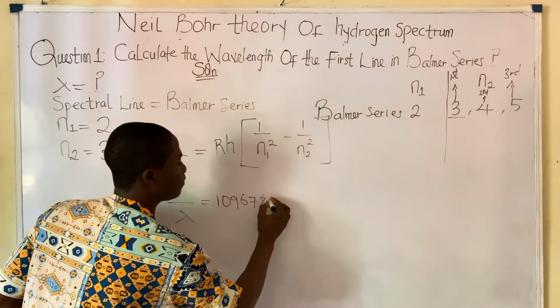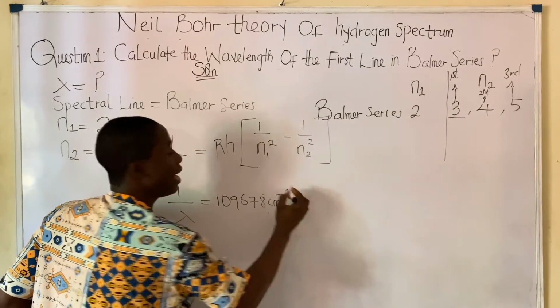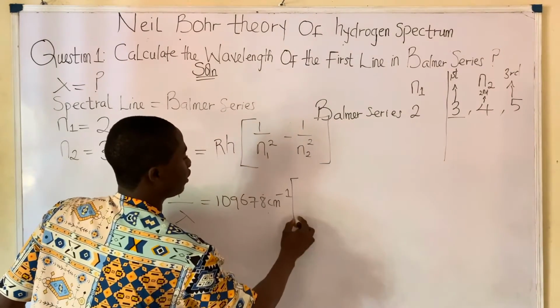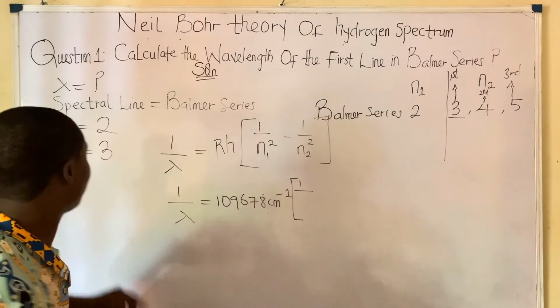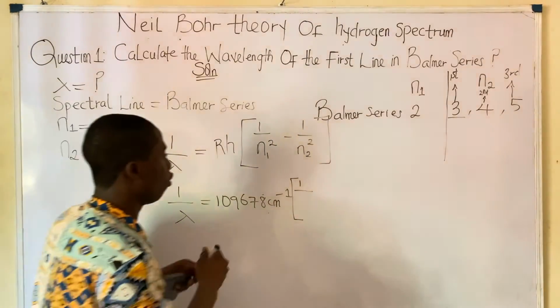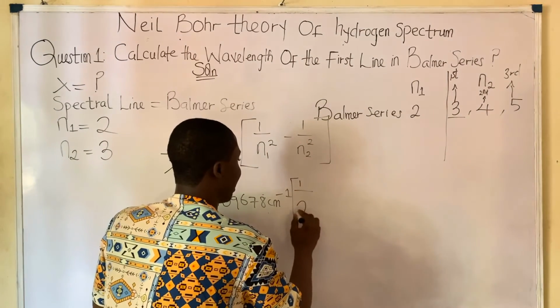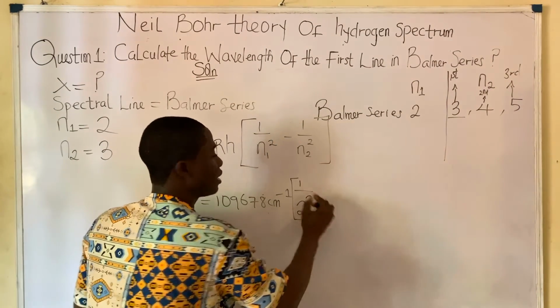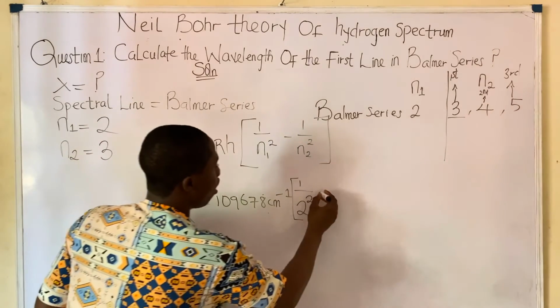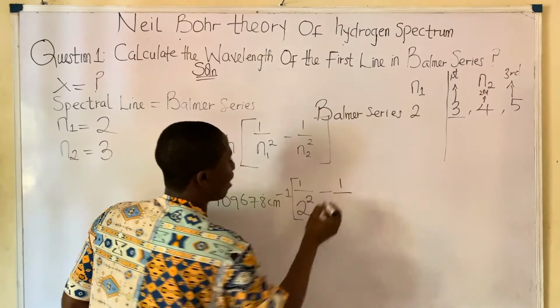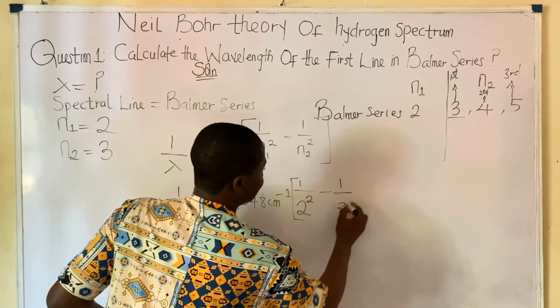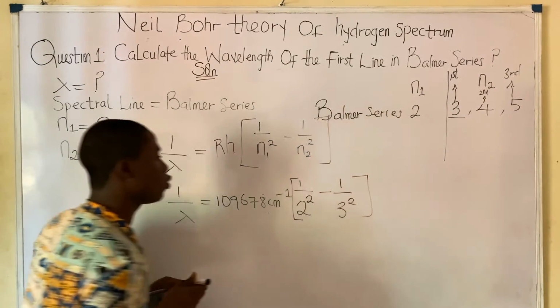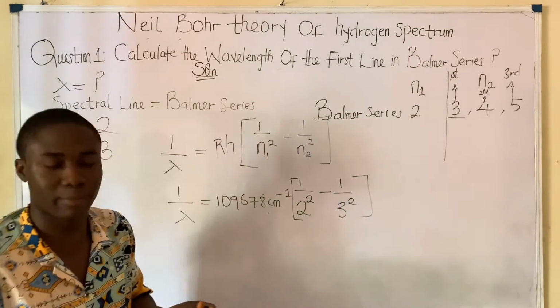Take note, it is expressed in per cm, as explained. Okay, we say 1 over, what's our N1 now? N1 is 2. So we simply write here 2, and it is what? Squared. So minus 1 over N2. N2 is what? 3, and it's also squared. You close the bracket. So let's work towards what is inside the bracket first of all.